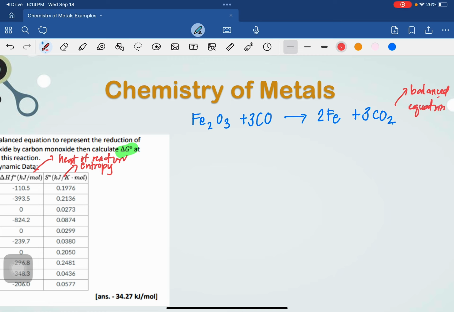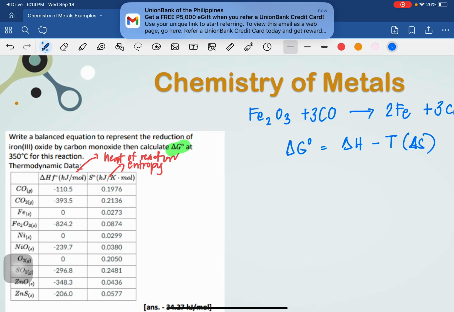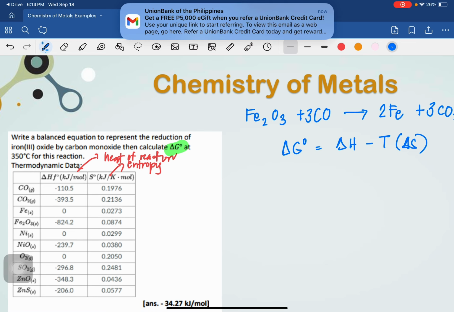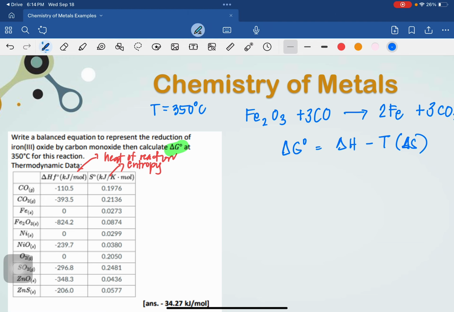We know that the formula for delta G, the Gibbs free energy, is equal to the heat minus the temperature times delta S. Okay, so what do we need? We actually have T from the problem. We can see that our T here is 350 degrees Celsius. Maybe we can note it here so that it will be readily available later.